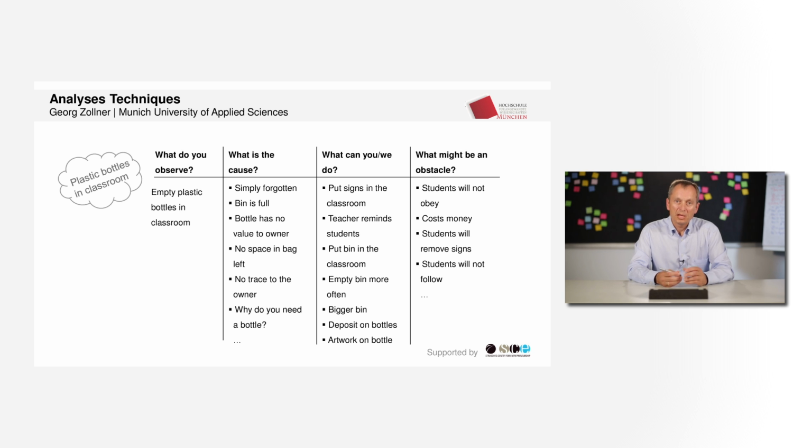Maybe the science costs money and no one has the money to put up the science. Even if it's on a sheet of paper, maybe the paper gets ripped off. Or the students will not follow. So you go to each and every solution and try to find out obstacles, a kind of reality check, and try out which solution might work best for you in this case.